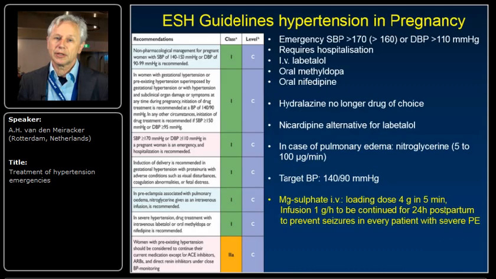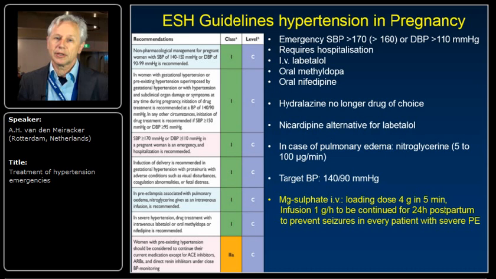Then hypertension in pregnancy. When it is an emergency, if systolic blood pressure is above 170 and diastolic blood pressure is above 110 millimeters of mercury, these patients require hospitalization. You can start, for instance, with intravenous labetalol, but there is also the possibility to treat these patients first with oral antihypertensive treatment, and then methyldopa or nifedipine.